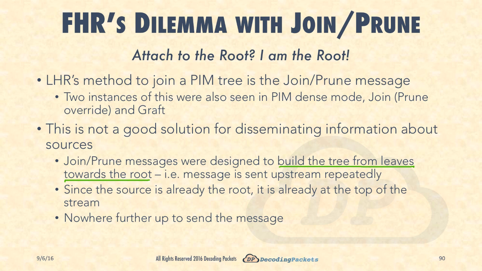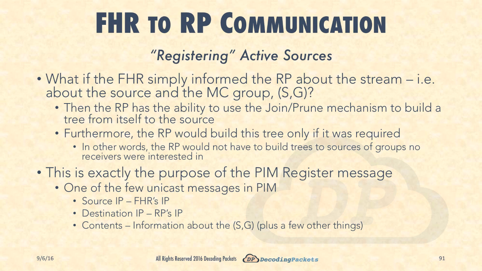Well, where does the source sit? Doesn't the source already sit at the root? So that S comma G tree, the FHR really is the root of that tree. So it is already at the top of the stream, and there is nowhere further to send the message up. So really, you would not be able to use a join prune message for this particular source signaling. So how does the signaling actually happen? Think of this scenario. What if the FHR simply took all of the information that it had about that S comma G tree, and informed the RP about the stream?